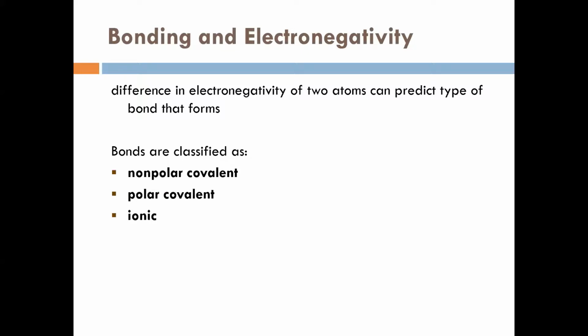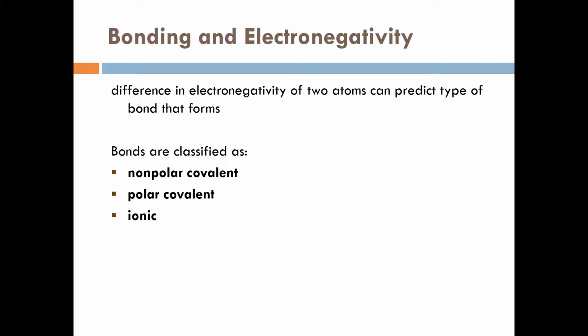Now, because of electronegativity, we can talk about a few types of bonds, and electronegativity can actually dictate the type of bond that occurs. We can classify all the bonds between elements as either nonpolar covalent, polar covalent, or ionic. So how equal we are either sharing, or whether we are just completely taking the electron.